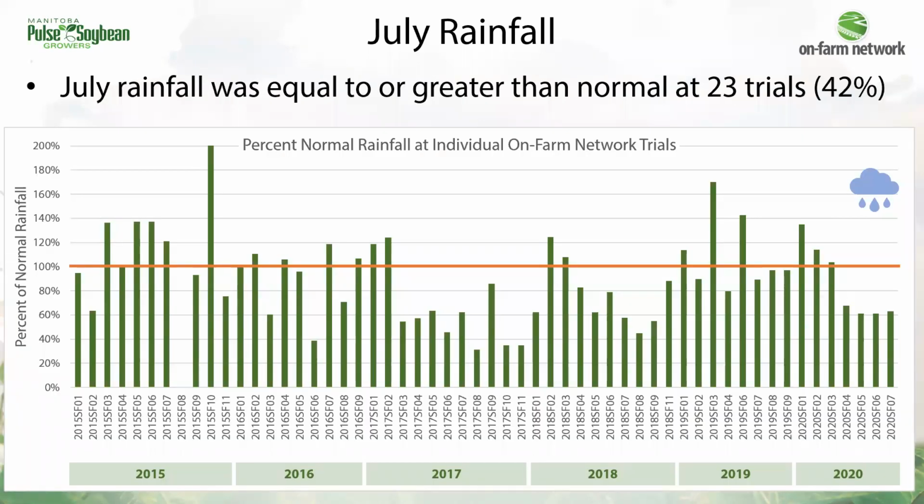July rainfall and the moisture around flowering can play a role in disease development. So this is the percent of normal July rainfall for each individual trial. The orange line across this bar is 100% of normal rainfall. So at 23 trials, we had normal or greater than normal moisture in July, and that's about 42% of trials that were wetter or as wet as normal.